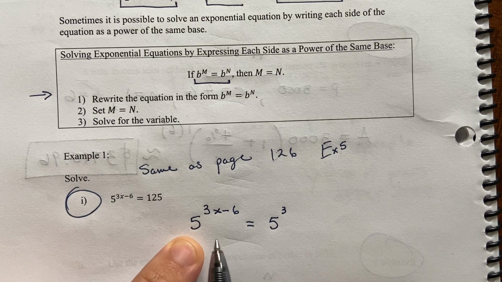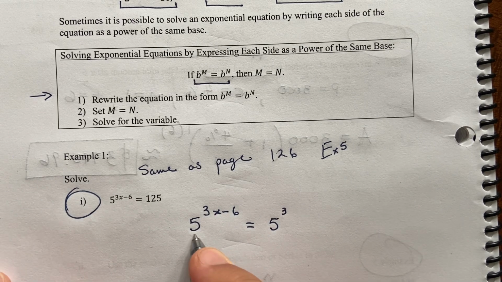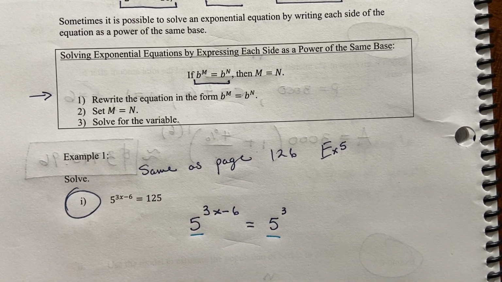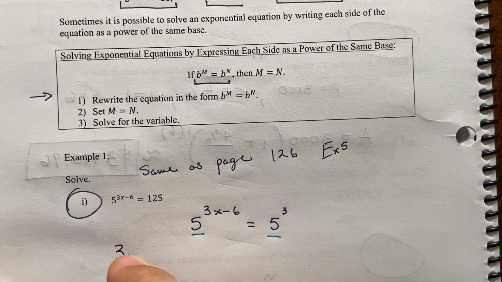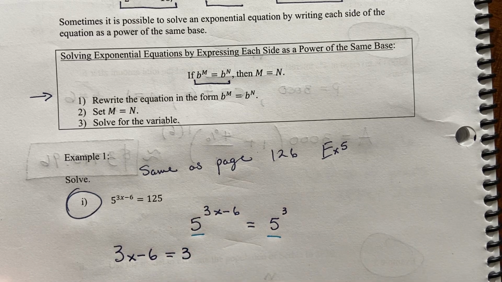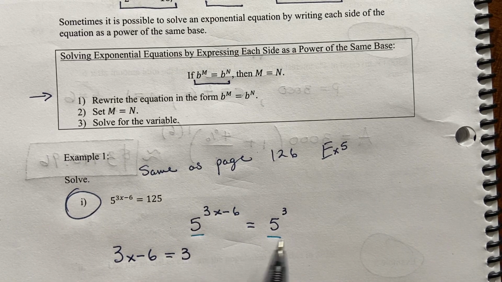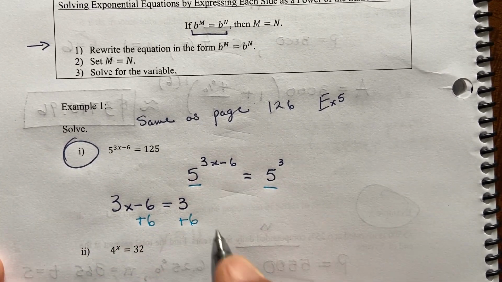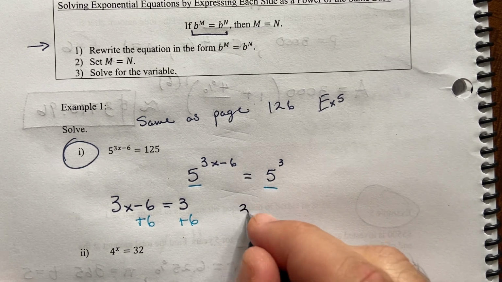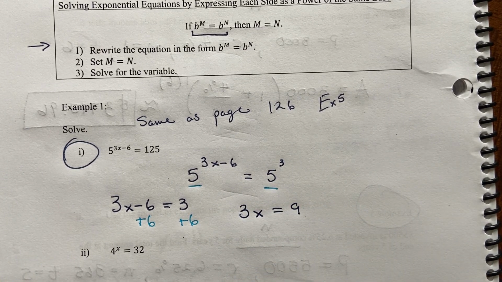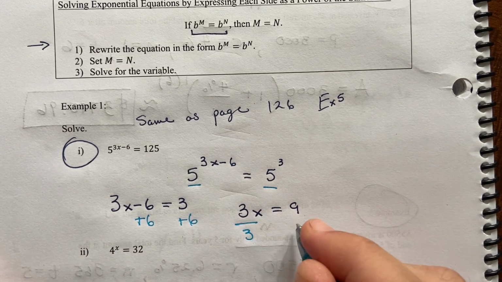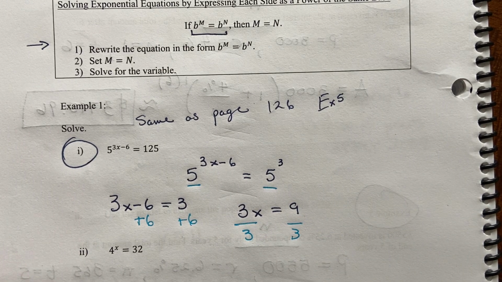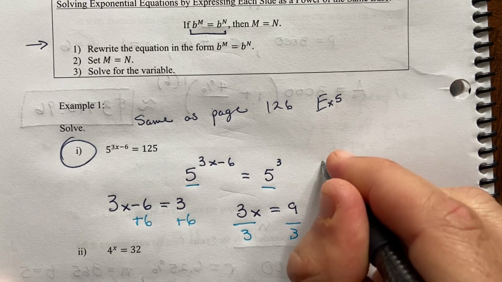Once we have the bases the same, so notice we have a 5 and a 5, all I need to do now is set the powers equal. So 3x minus 6 needs to be equal to 3, or else we're not going to have equality. So add 6. So 3x equals 9, divide by 3. So x would equal 3.